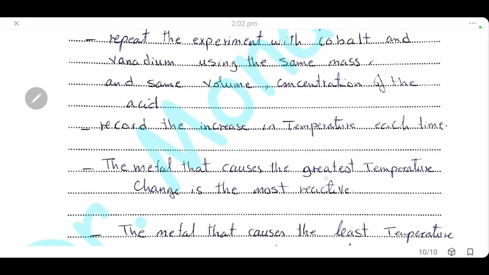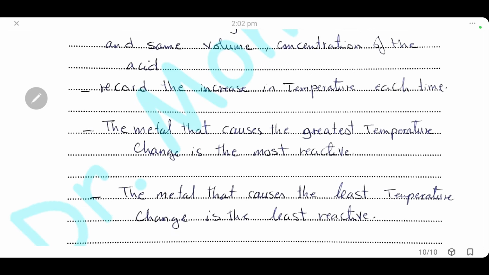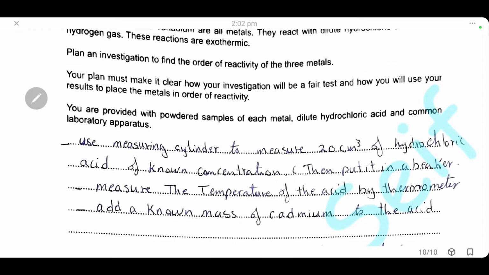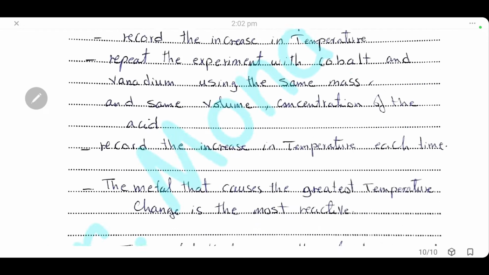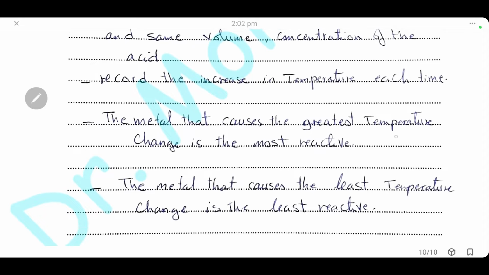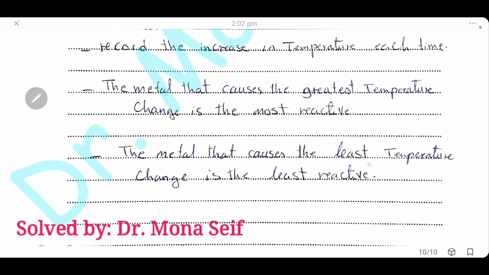The metal that causes the greatest change in temperature is the most reactive metal, and the metal that causes the least temperature change is the least reactive metal. We have to write these 2 points to order the metals according to their reactivity, because here the examiner asked me to make it clear how your investigation will use the results to place the metals in order of reactivity. So the metal that gives the greatest change in temperature is the most reactive, and the metal which gives the least change in temperature is the least reactive.